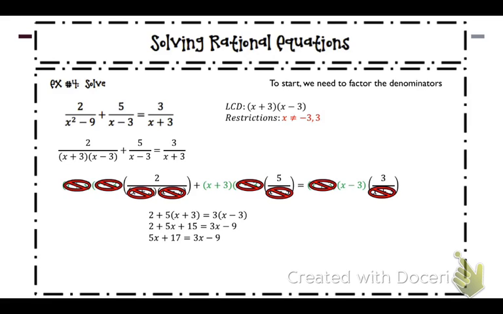Then let's just solve this. So 5x plus 17 equals 3x minus 9. Move the 3x over and you get 2x. Minus the 17, you get negative 26. Divide by 2, you get x equals negative 13. Negative 13 is not negative 3 or 3, so that works, and we're good. Okay, you always have to double check those restrictions every single time.